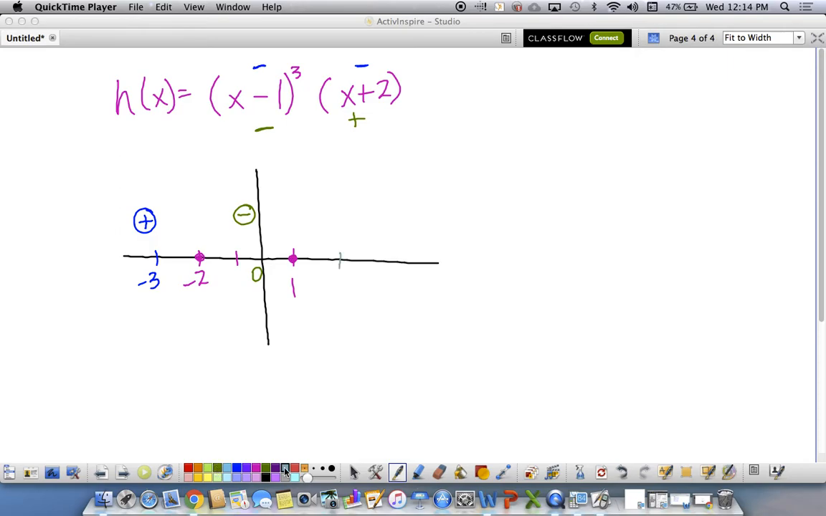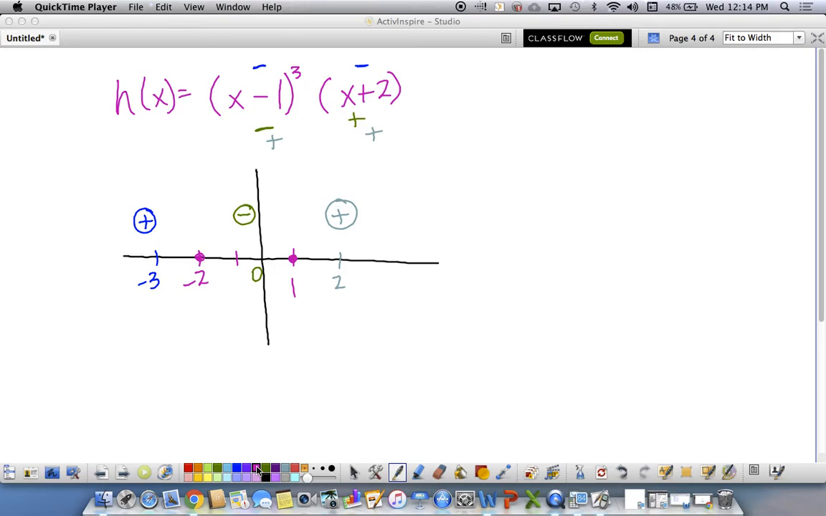Last but not least, let's pick 2. 2 minus 1 is 1. 1 cubed is 1. It's positive. 2 plus 2 is 4. It's positive. In this case, the cubic will go through, okay? It doesn't necessarily have to stop. No cubic functions will stop. They will always go through.